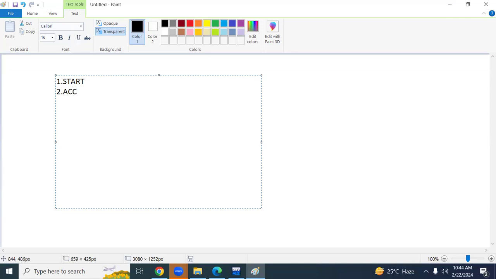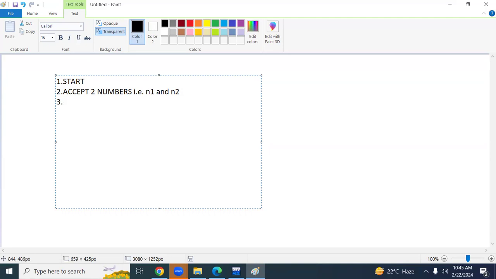We need to accept two numbers. Suppose that is, consider it n1 and n2. Okay, I'm just taking two things. Then next, what do we need to do in the third step?